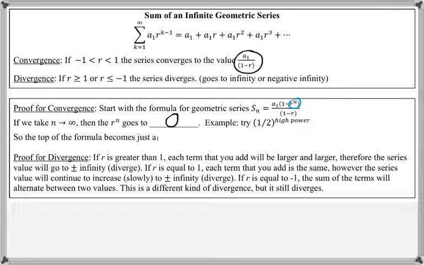For the divergence, there's a couple cases. If r is greater than 1, each term that you add will be larger and larger. Therefore, the series value will go to positive or negative infinity. If r is equal to 1, each term that you add is the same. However, the series value will continue to increase. It's going to increase slowly, but it'll still increase to either infinity or negative infinity. And then lastly, if r is equal to -1, the sum of the terms will alternate between two values. Now this is a different type of divergence, but it still diverges.